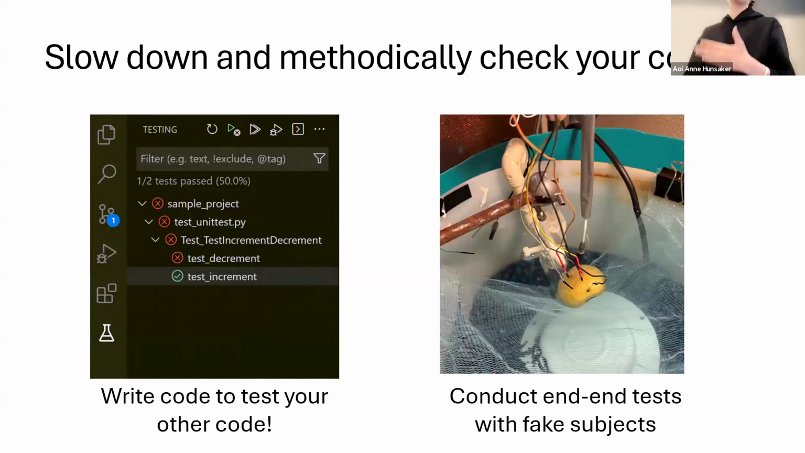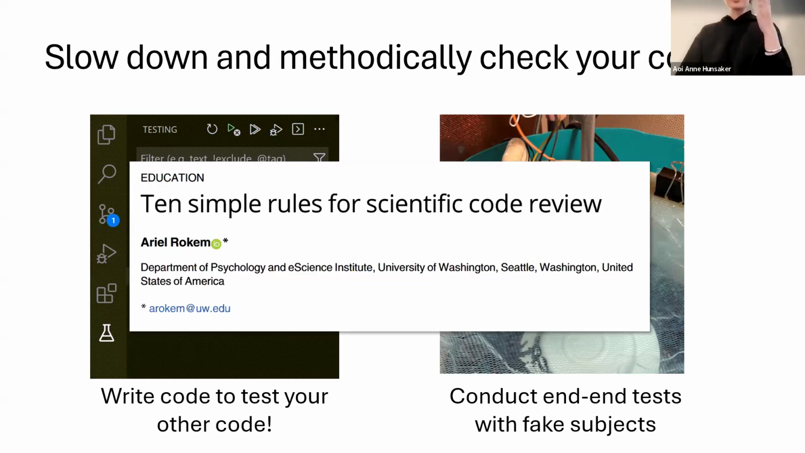And although it takes a lot of time and progress feels incredibly slow, it reduces the possibility of silent bugs in your code. So your code might run, but it's making mistakes that you aren't necessarily catching. And that's something I'm definitely afraid of. So it's worth doing the checks. And for step-by-step guidance on how to check your code, I recommend reading Ariel Rokem's paper on this topic called 10 Simple Rules for a Scientific Code Review.